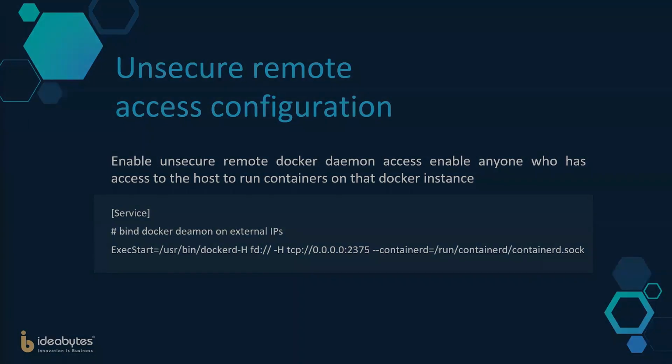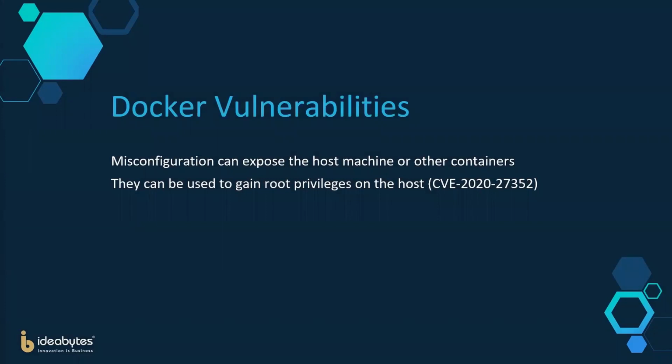So there are other security issues like Docker daemon misconfiguration. An example of those issues is the CVE 2020-27-35-2. CVEs are common vulnerability enumeration, a database of known vulnerabilities that can be exploited by malicious hackers and other ransomware and all kinds of attacks. So this CVE describes how to gain root privilege from a container because the Docker daemon is being misconfigured.